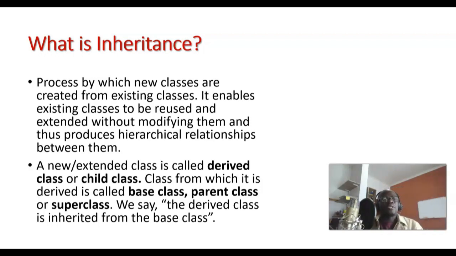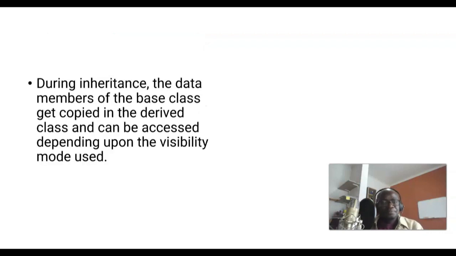superclasses and subclasses. A new extended class is called a derived class, or a child class. And the class from which it is derived is called a base class. You can also call it a parent class or super class. Usually we would say the derived class is inherited from the base class. That means the child class inherits the properties of its parent class. During inheritance, the data members of the base class get copied in the derived class and can be accessed depending upon the visibility mode used.